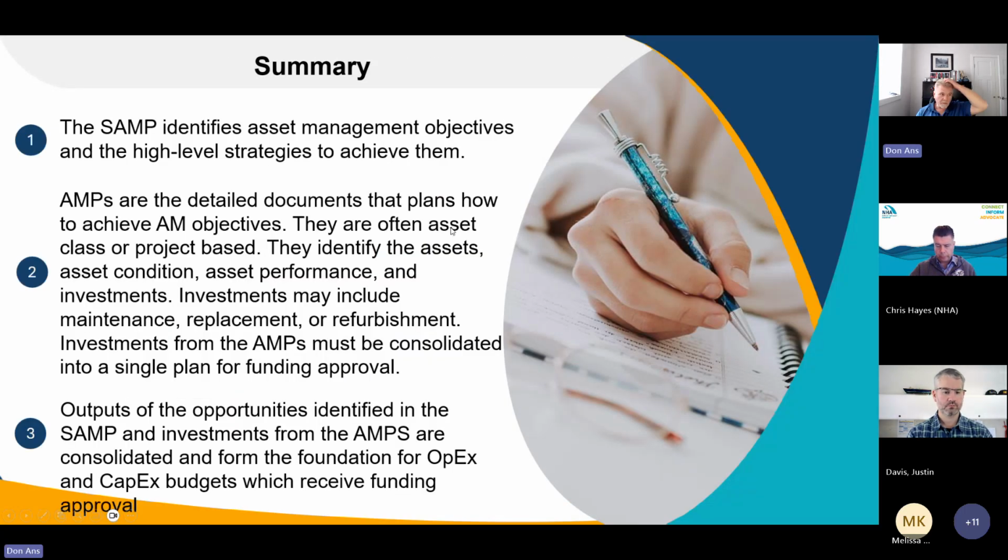The summary, the SAMP identifies asset management objectives and high-level strategies to improve them or to achieve them. The AMPs are the detailed documents. We talk about that's right down at the assets and the asset details. And the outputs of the opportunities identified in the SAMP and the investments from the AMPs are consolidated and form the foundation for the OPEX and CAPEX budgets, which receive funding approval. Good.